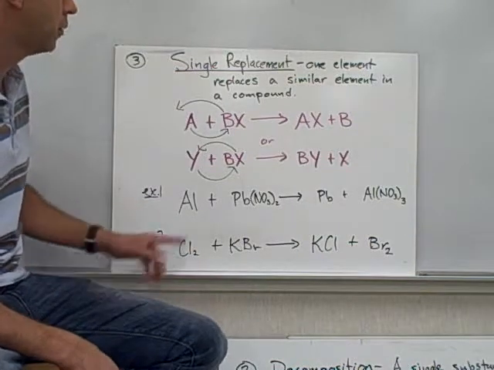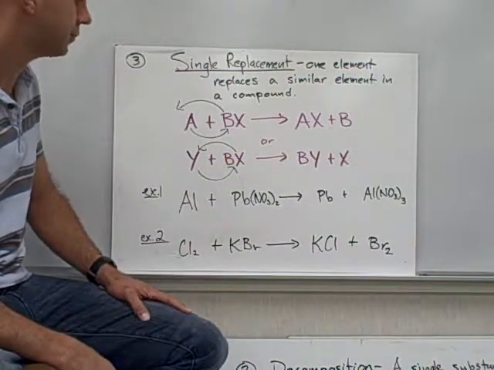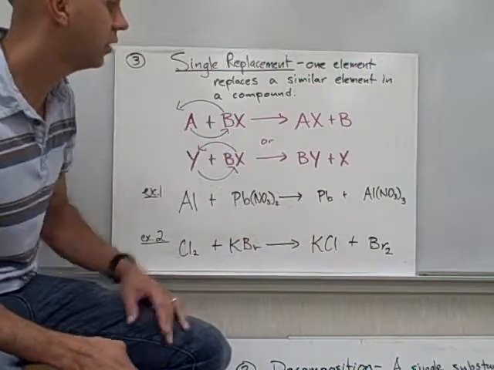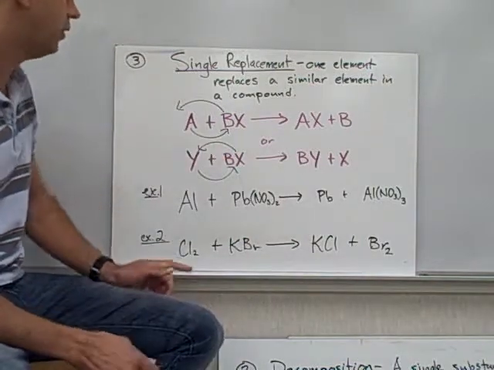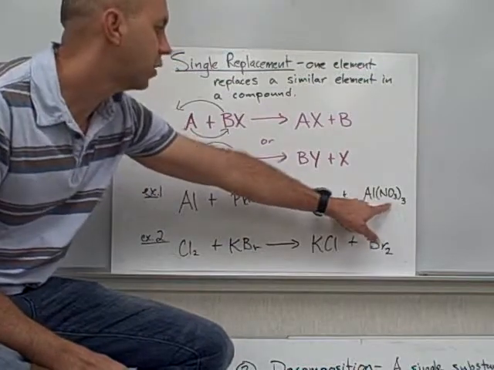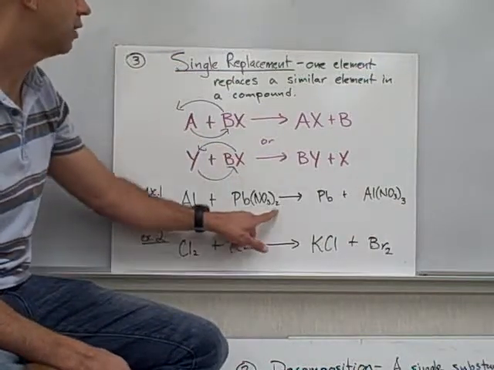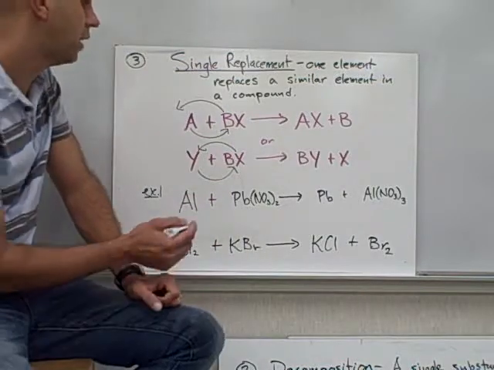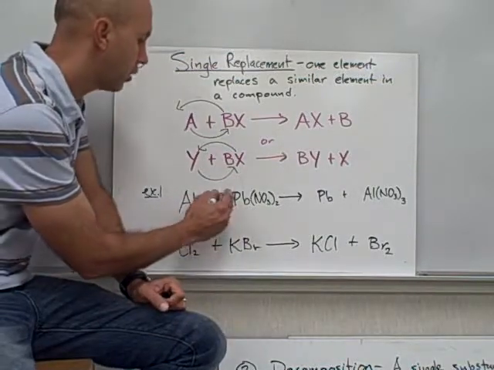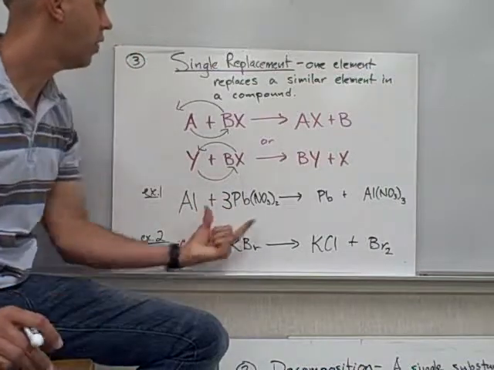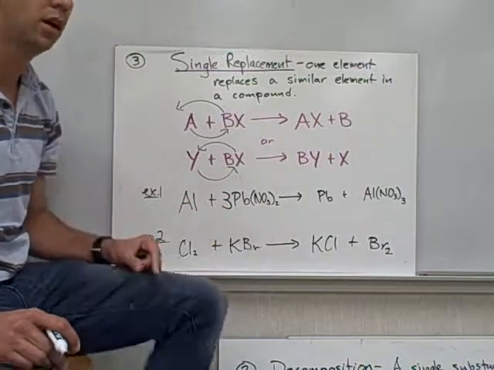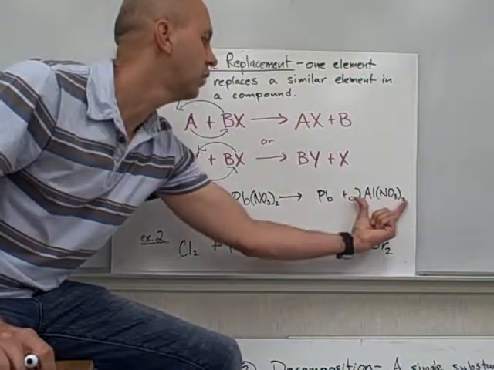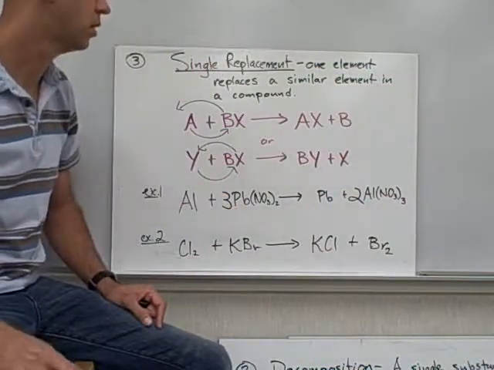I've got aluminum plus lead nitrate, lead 2 nitrate, makes lead plus aluminum nitrate. Now in this case, I've got 3 nitrates over there, and I've got 2 nitrates over here, so I have to come up with something in between that would work with both of them. So I'm going to put a 3 over here, so now I've got 6 nitrates there, and I'm going to put a 2 over there, so now I've got 2 times 3 is 6 nitrates over there.